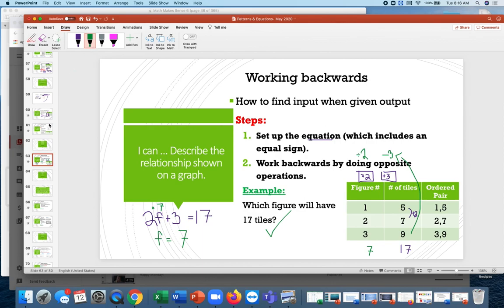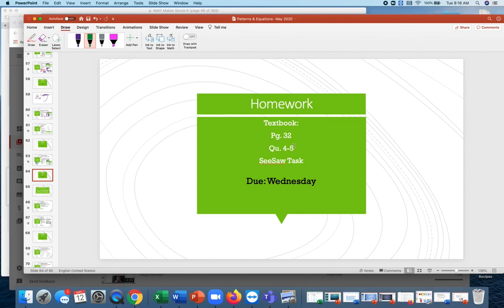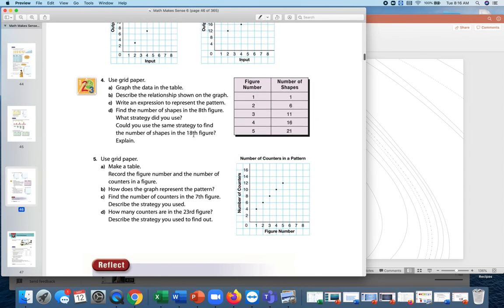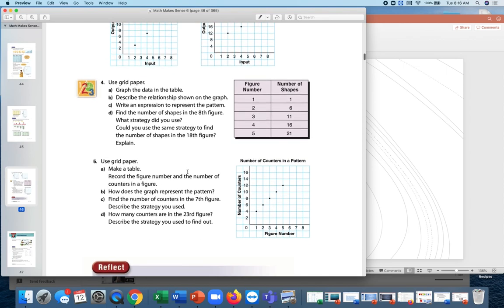Your homework is this. Page 32, questions 4 and 5, and then I put a task on Seesaw, okay? So this is question 4 and 5, it's the same thing, okay? So using these, figure number 18. So it's kind of similar, and then the same type deal for this. So it's combining what we did over the past couple days.